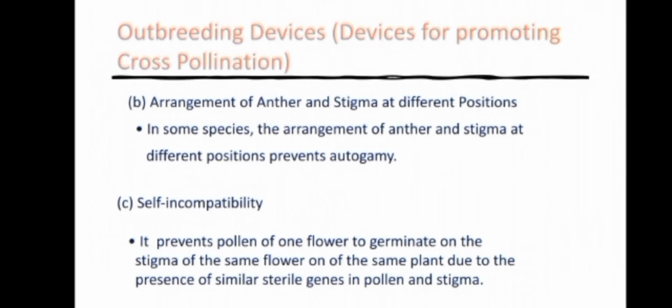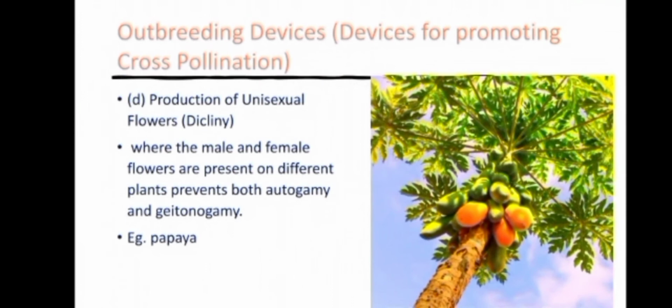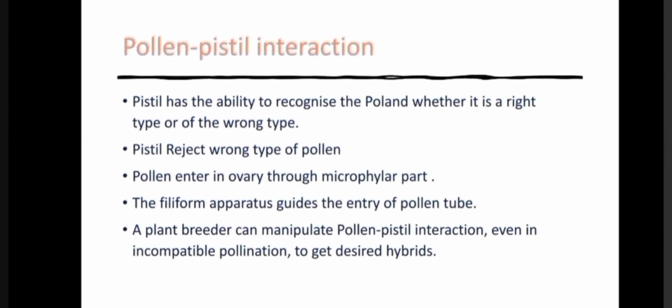B. Arrangement of anther and stigma at different positions. In some species, the arrangement of anther and stigma at different positions prevents autogamy. C. Self-incompatibility. It prevents pollen of one flower from germinating on the stigma of the same flower or the same plant, due to the presence of similar sterile genes in pollen and stigma both. D. Production of unisexual flowers. It's also known as dioecy, where the male and female flowers are present on different plants, preventing both autogamy and geitonogamy.